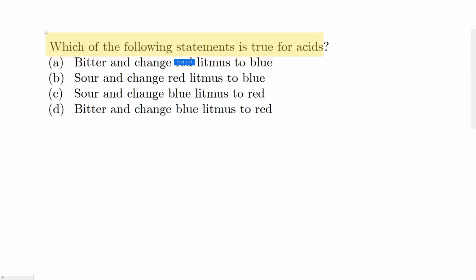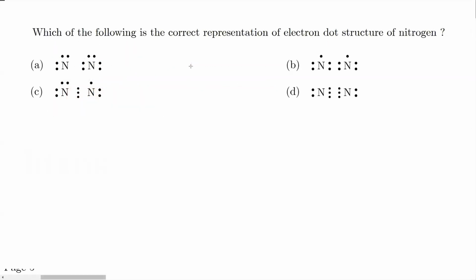The next question is, which of the following statements is true for acids? So acids, the first option, it is bitter. No, base is bitter in taste, right? Acid is sour in taste. So sour in taste is correct. Changes red litmus to blue. Again, it is wrong, right? It changes blue litmus to red. So once again, the C option, it is sour. Acids are sour in taste and change blue litmus to red. Yes, this is the correct option. Bases are bitter in taste and they turn red litmus blue.